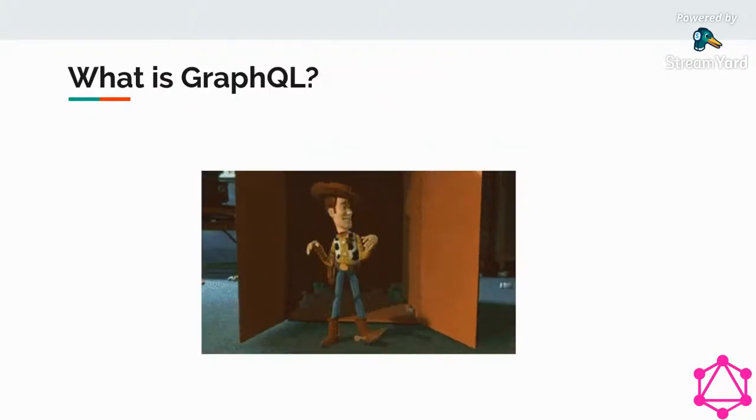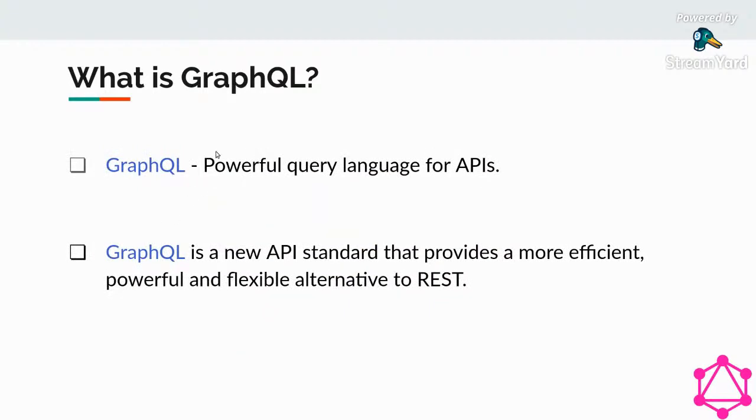So now, what is GraphQL? GraphQL is a powerful query language for the API. You just need to understand it's a query language for the API, which lets us use our API in a more flexible and more efficient way. What do I mean by flexible? If I need 2 things in my API, I just use that. The next day, if I need 3 things, I can do it very easily. So this is the flexibility that we have. GraphQL is a new API standard that provides a more efficient, powerful and flexible alternative to REST.